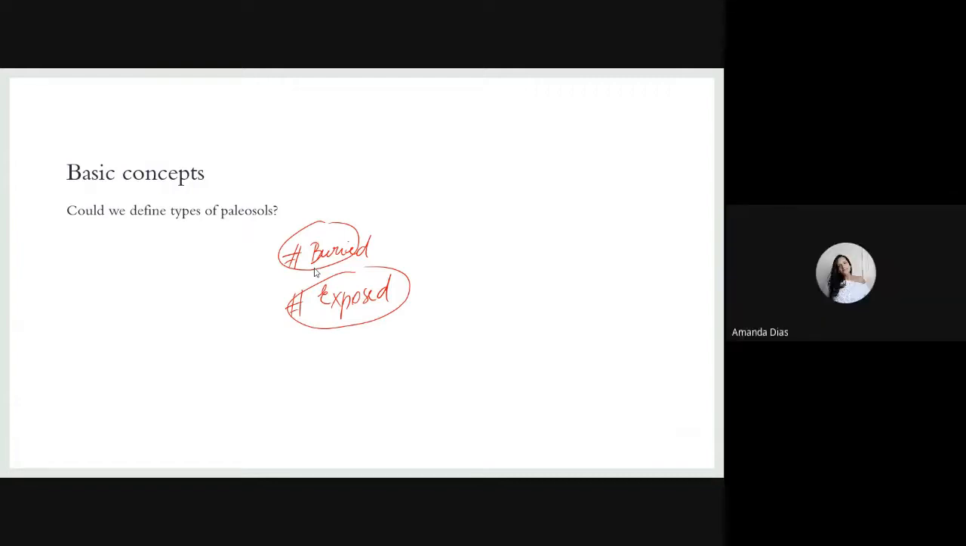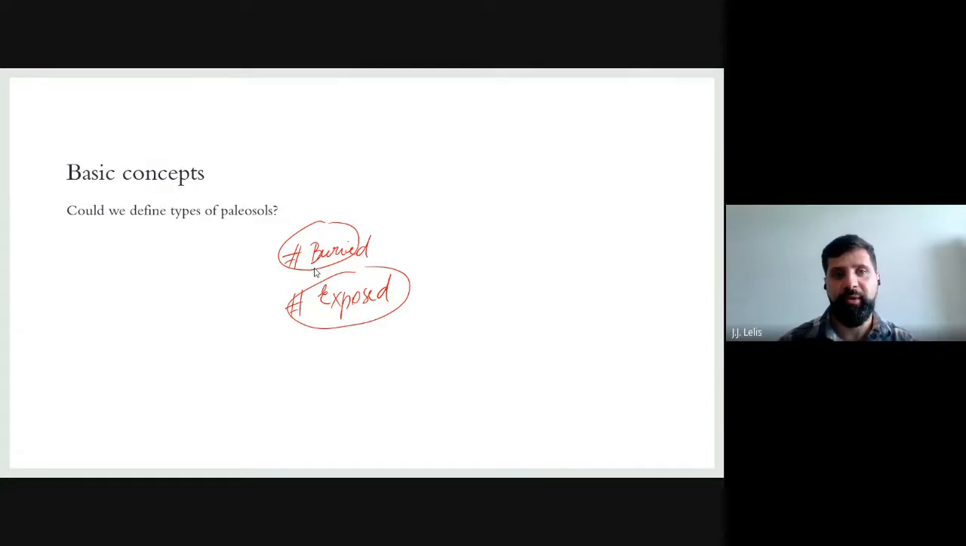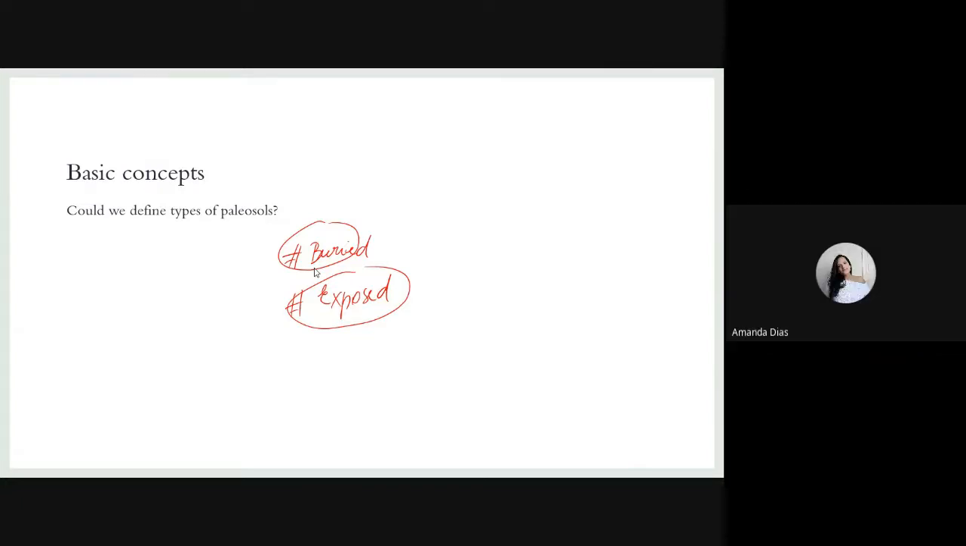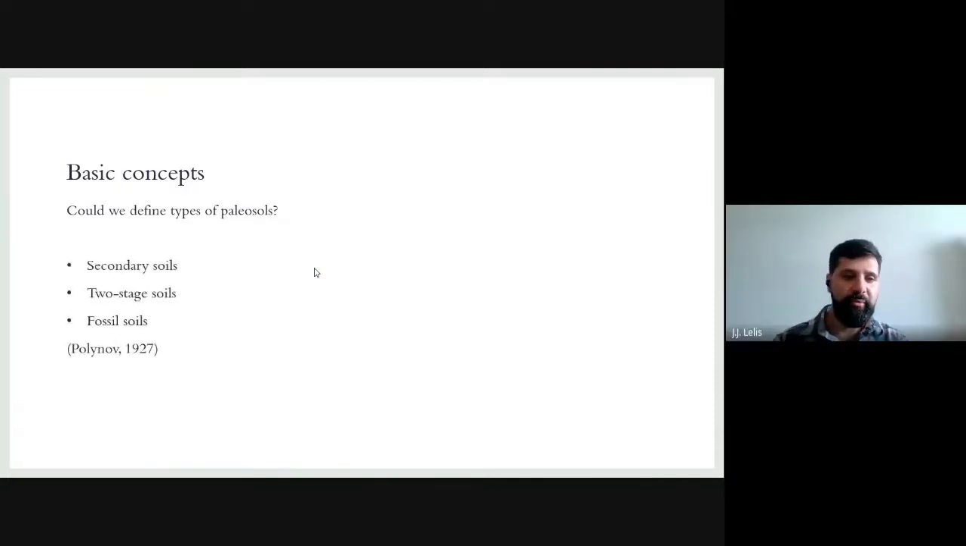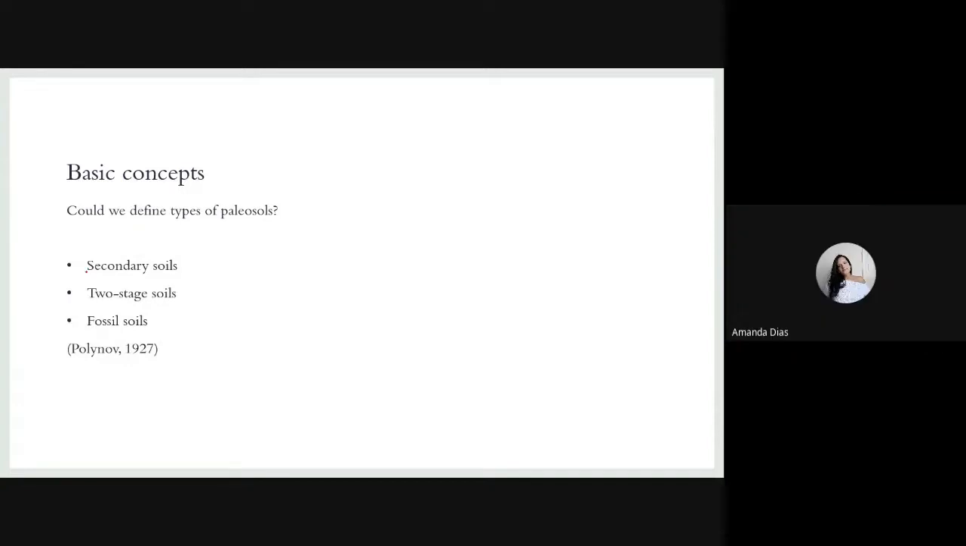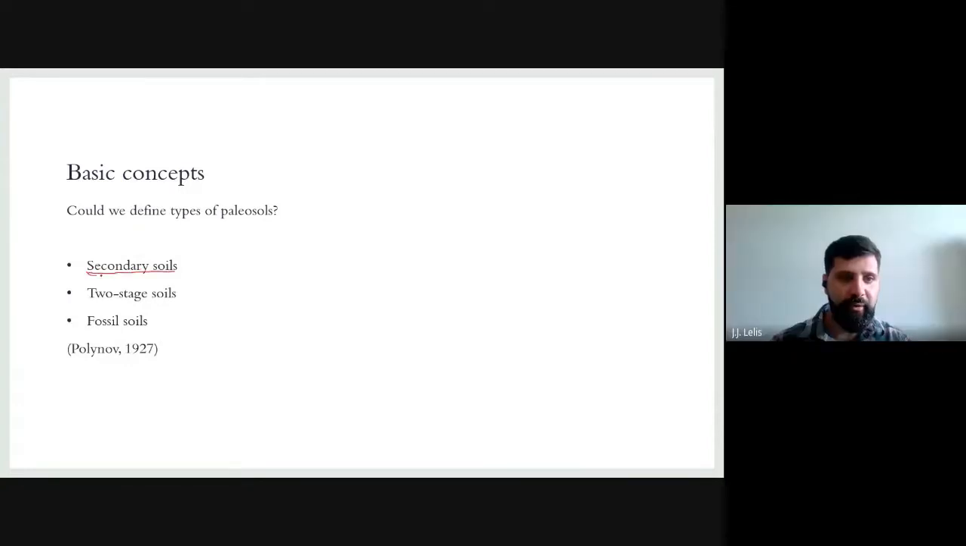And we can have another type of paleosols. We can identify secondary paleosols, that are soils that were formed in at least two different stages of weathering.